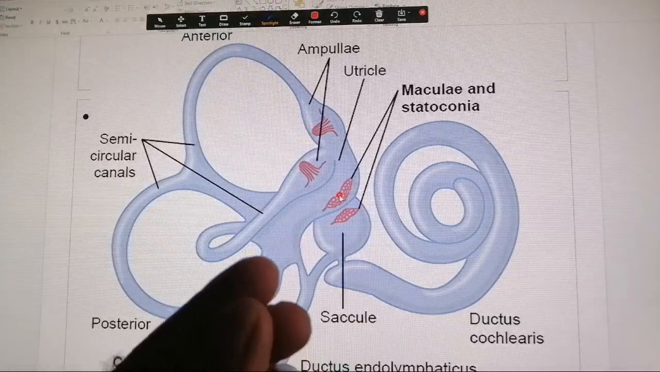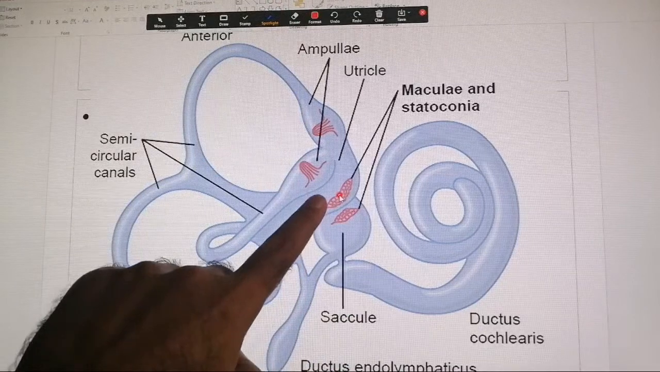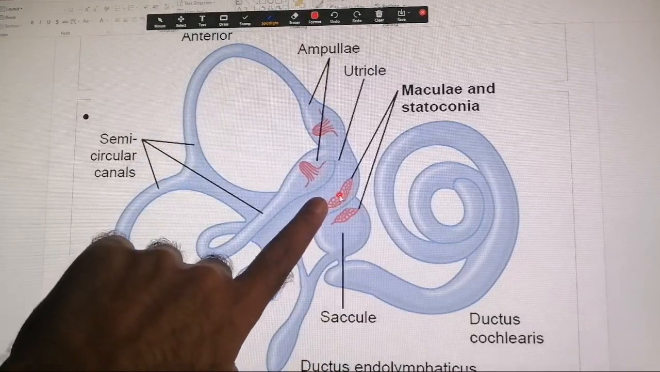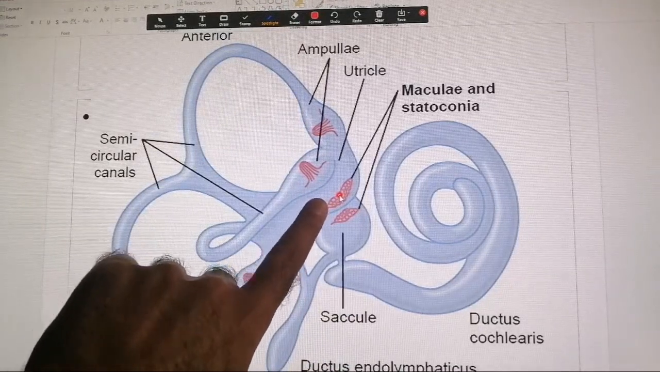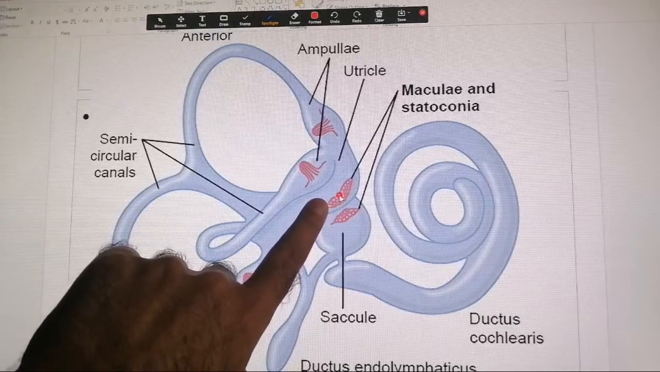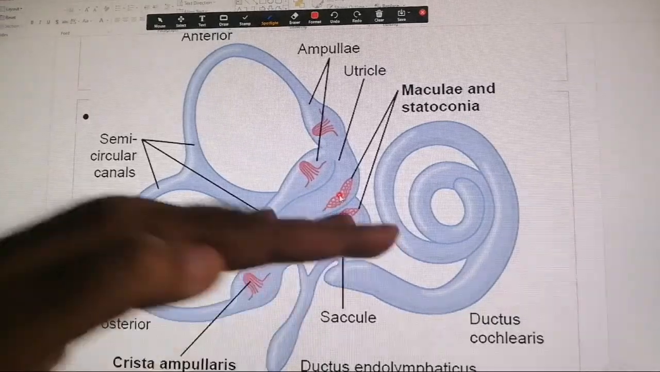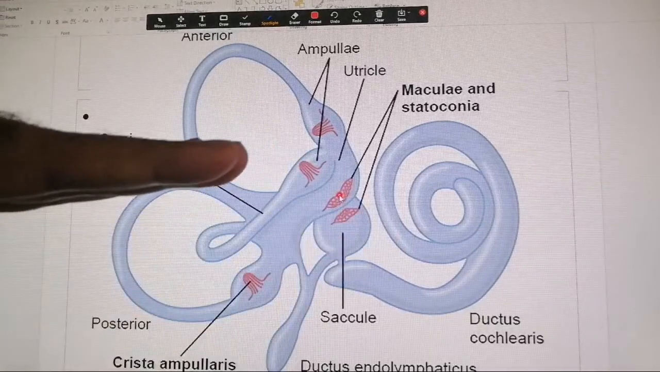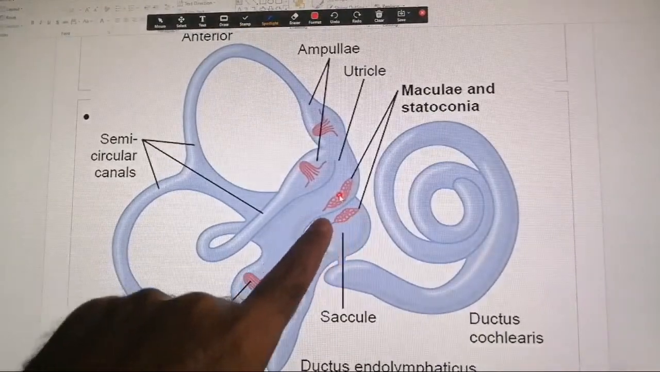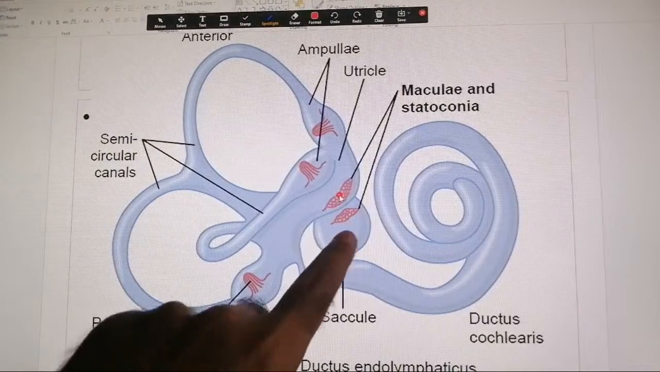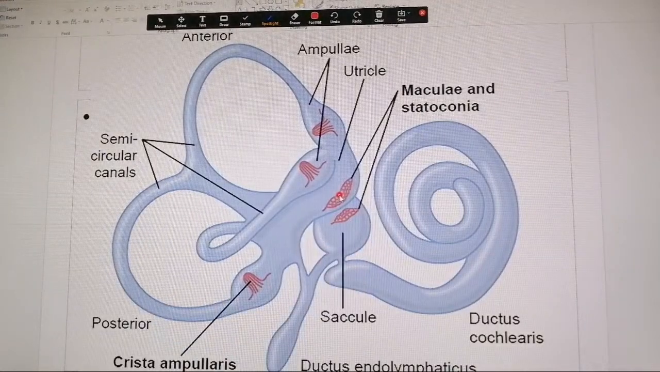So very simply put, the utricle along with its receptor will be triggered in the car example that I just mentioned: car, horizontal acceleration, slowing down, deceleration. Yes? Saccule, come up with an example for the saccule. Go on.